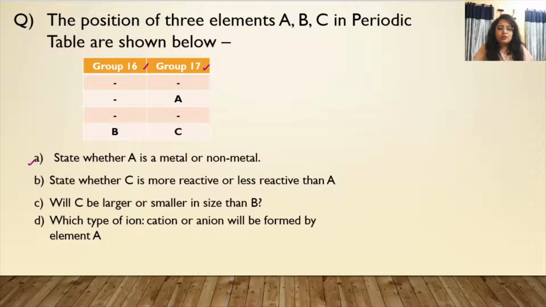The first question is, state whether A is metal or non-metal. Now, friends, as we know, in the periodic table on the extreme left are the metals and on the extreme right are the non-metals. So clearly group 17 means extreme right side, that is, it is called non-metal. So we can write it here. A is a non-metal.